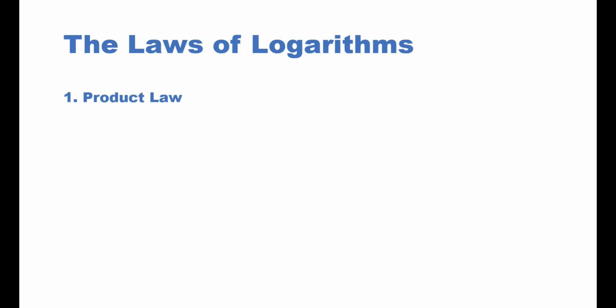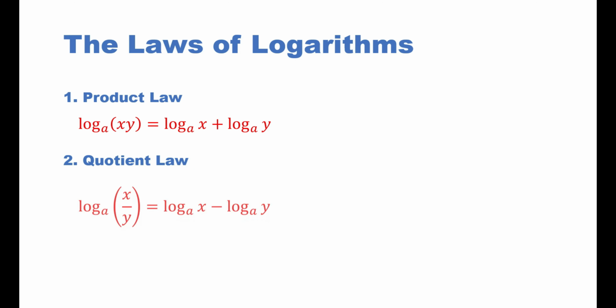The first law is the product law, which states that a logarithm of numbers which are multiplying is the same as the addition of the logarithms of each number. This is expressed as log xy is equal to log x plus log y. The second law is the quotient law, which states that a logarithm of numbers which are dividing is the same as the logarithm of the dividend minus the logarithm of the divisor. This is expressed as log x over y is equal to log x minus log y.